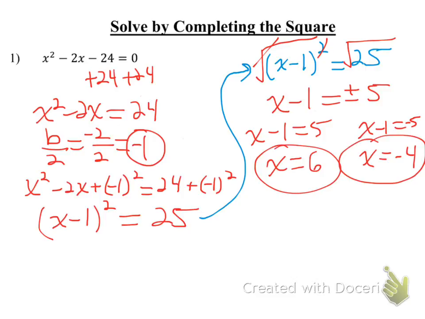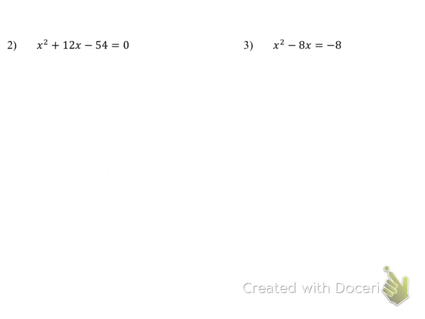Now obviously completing the square for this particular problem is not ideal because it takes a little bit of time. It's a lot easier to factor. That's why you're getting three different ways to be able to do this, because some ways are more beneficial than others. So let's take a look at some other problems that aren't easily factorable, where completing the square will work better. Okay, so number 2 here.